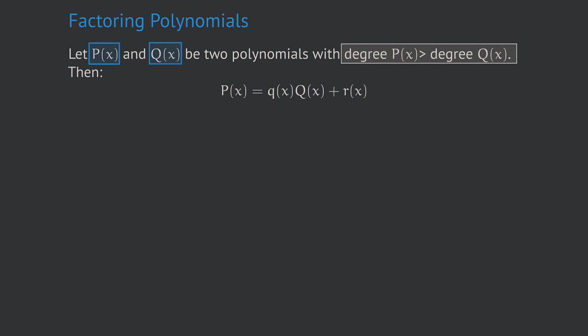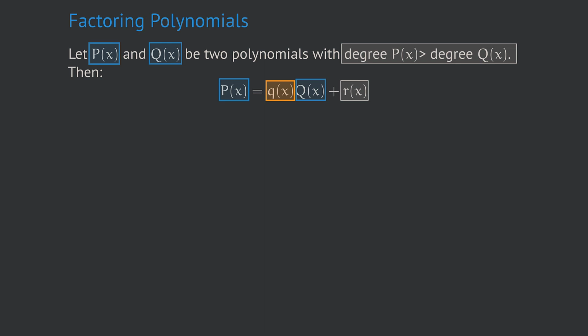In other words, the highest power of x in p is strictly greater than the highest power of x in q. Then we can always find 2 other polynomials, which we call small q and r, so that we can write the polynomial p as, let's call it the orange q of x times the blue q of x plus r of x.